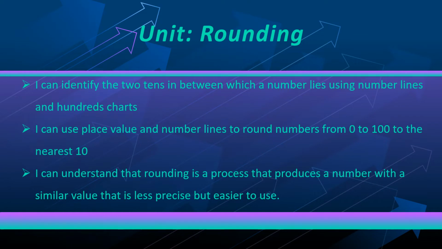This unit of study will encompass the following key learning goals. I can identify the two tens in between which a number lies using number lines and hundreds charts. I can use place value and number lines to round numbers from 0 to 100 to the nearest 10. I can understand that rounding is a process that produces a number with a similar value that is less precise but easier to use. These goals can also be found on the STEMscopes parent letter.